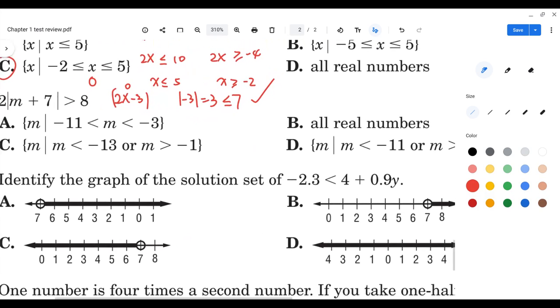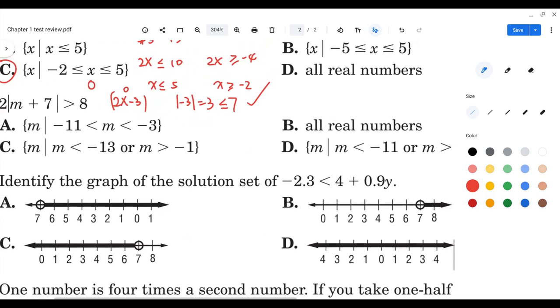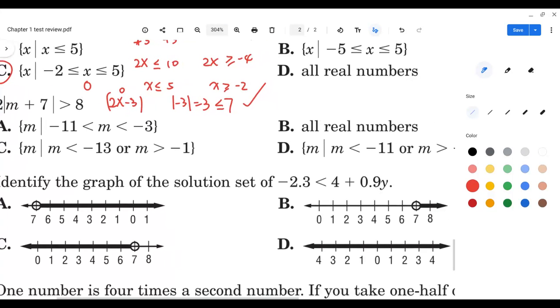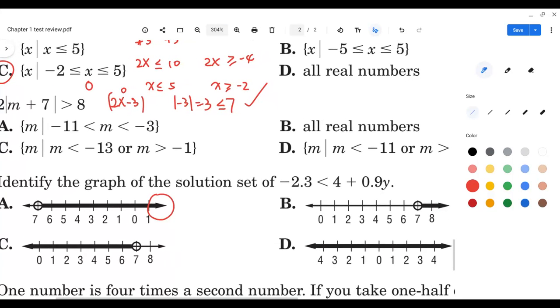So the last one is super straightforward. All you have to remember is that going to the right means x is larger, and going to the left means x is smaller. If you have a hollow circle, that means there's no equal, okay? If you get a solid circle, that means there is a line underneath, which is equal.